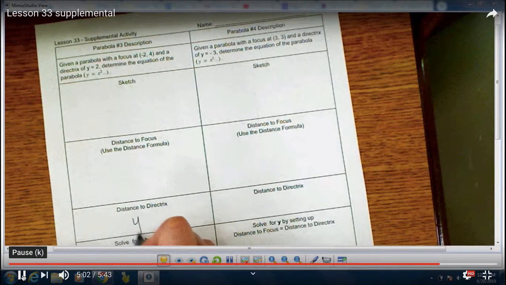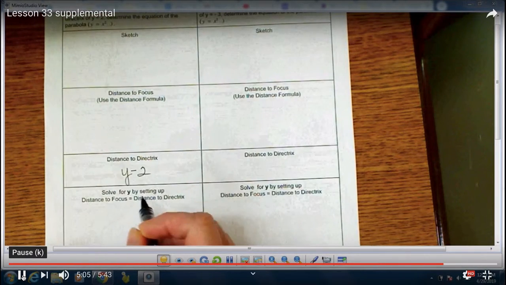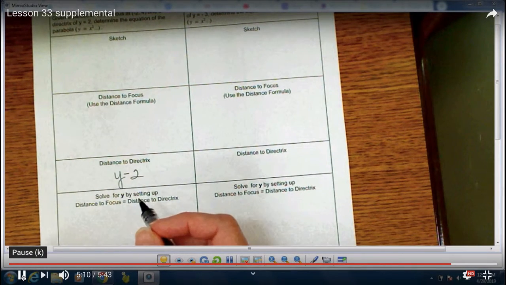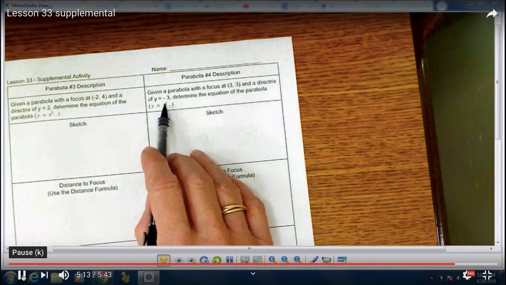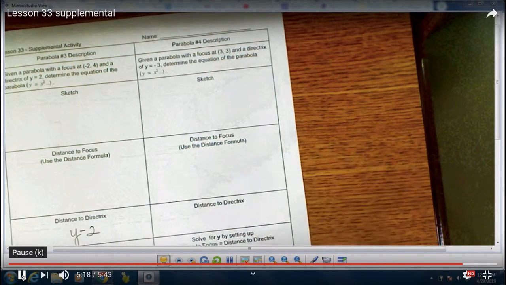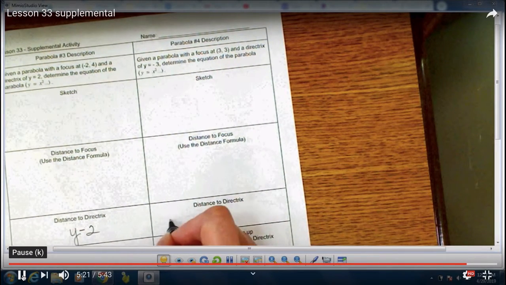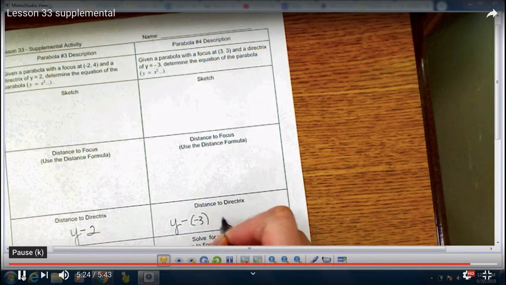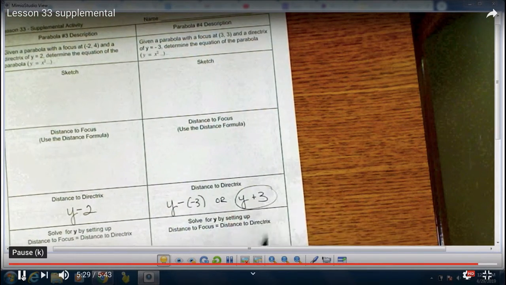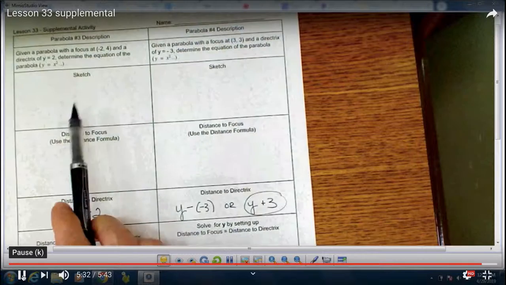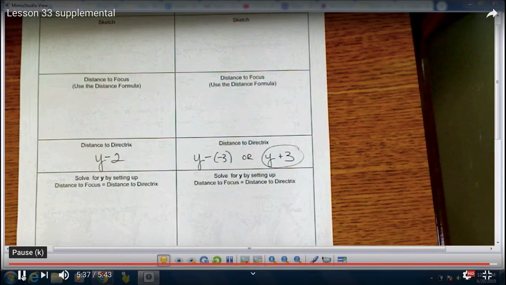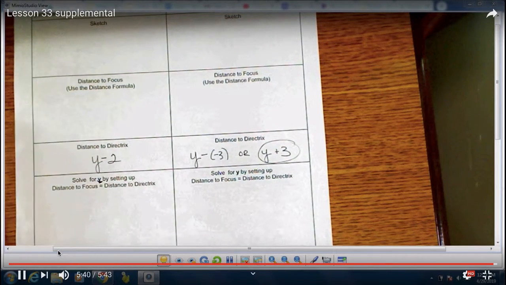For this particular one, I have a directrix of y equals 2, so the distance to the directrix, I'm going to help you out, is y minus 2. And then for this one, the directrix is y equals negative 3. So you do y minus negative 3, which is y plus 3. Okay, that's kind of all you need to know, is you just subtract whatever your directrix value is from y. And if it's negative, then you're subtracting a negative, which is adding. Okay, remember, you're solving for y.